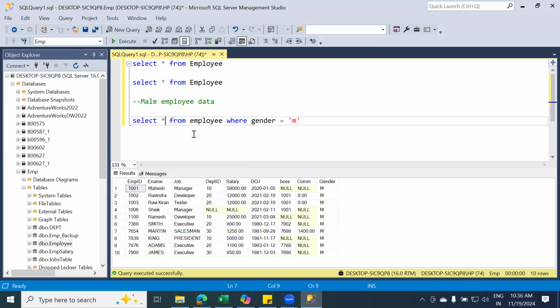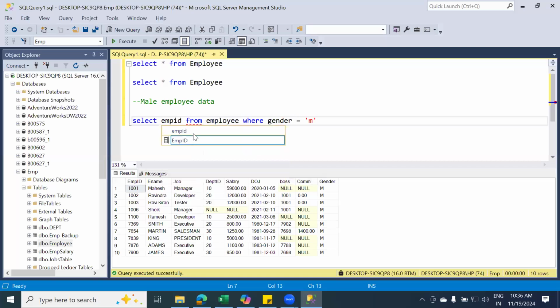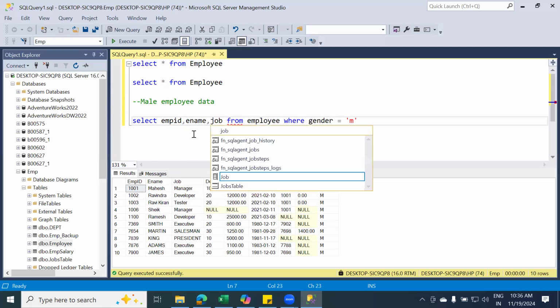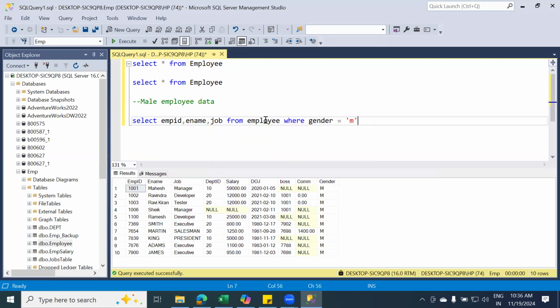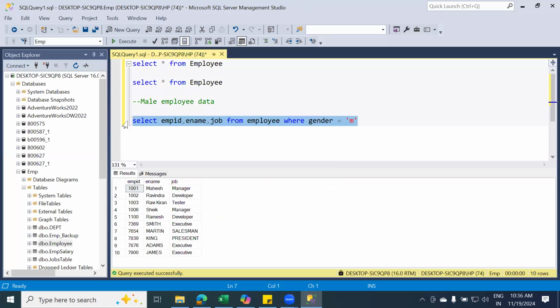If not, we have to select particularly something like e-name or job. Absolutely. Can you see? I say employee ID, comma, e-name, comma, job. Now, am I giving all the columns? No, I am going with 3 columns here. Now, if I execute this query, this will give me the data of only these 3 columns. That too for male employees because we kept a filter here.